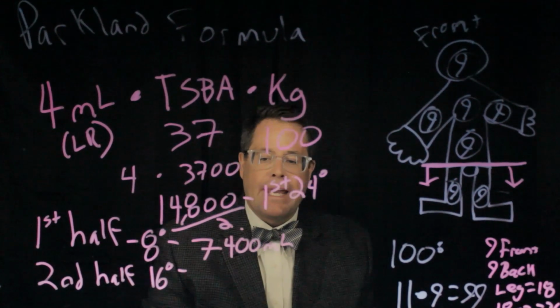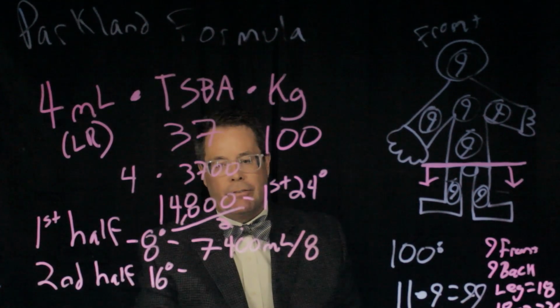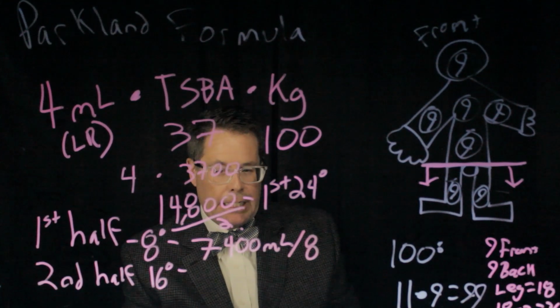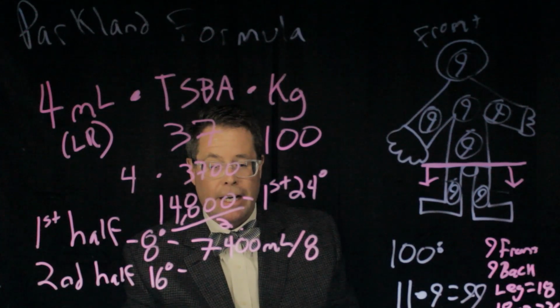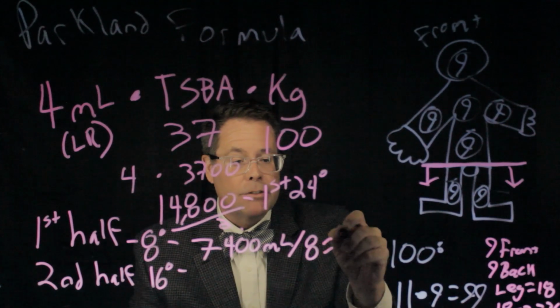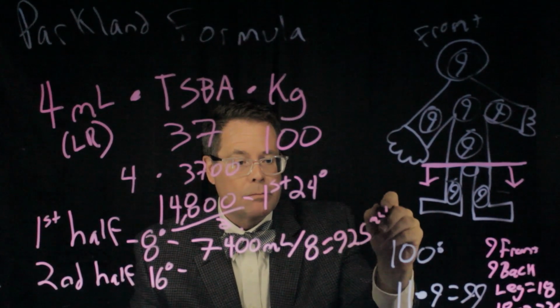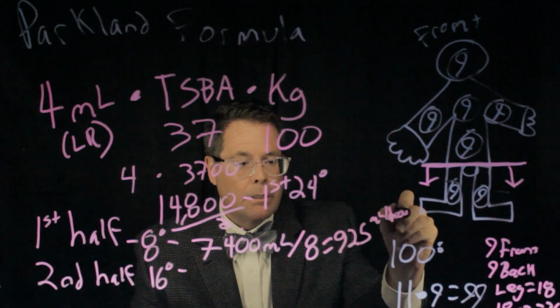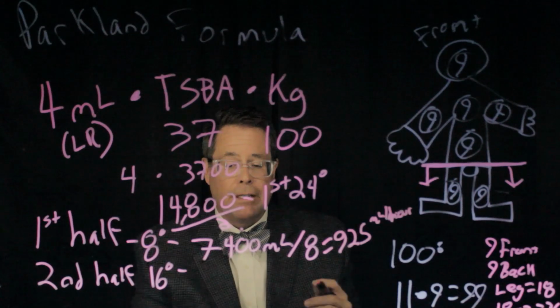So if we divide that by 8, that's going to be how many mils per hour we're going to want to give. So that's basically going to be about 9, wow, that worked out. 925. Double check my math at home on that. So that's going to be equal to 925 mils per hour for the first 8 hours. So you can see that's going to be a lot of fluids. We're really going to be giving that fluid.